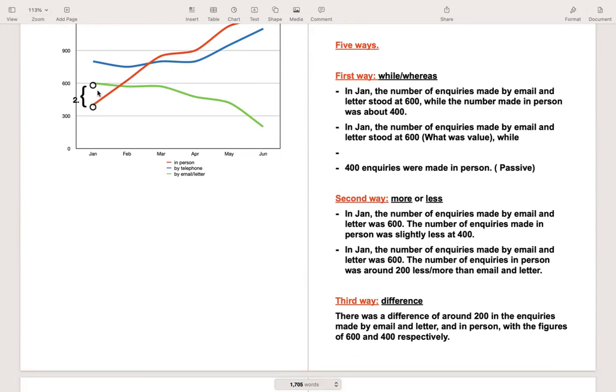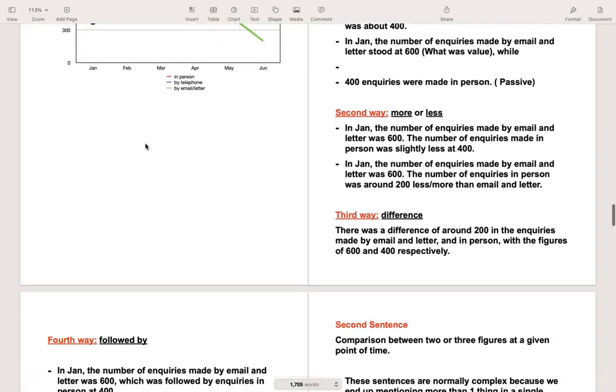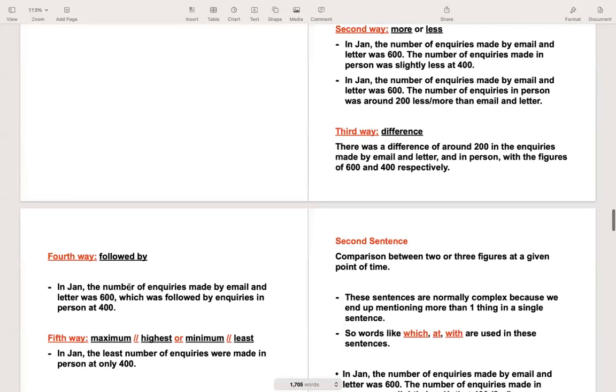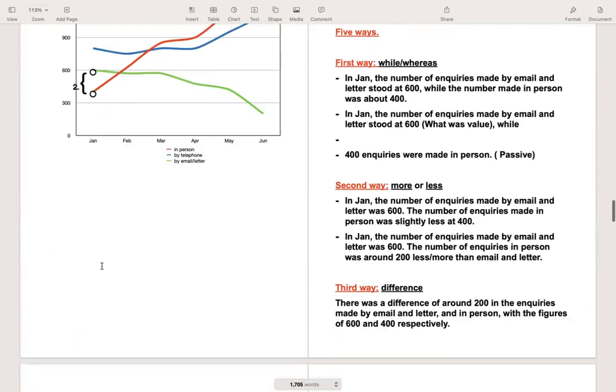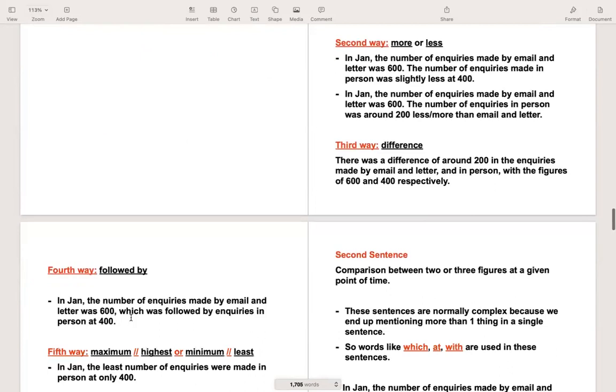And use it only once. For example, after red, you can say, how many inquiries are made by blue? 800. Blue is followed by green. That's what I'll write. I cannot write blue is followed by red. I hope that's clear. So I've made it here. The number of inquiries made by email and letter was 600, which was followed by inquiries in person at 400. Is it clear? Yeah, it is clear.